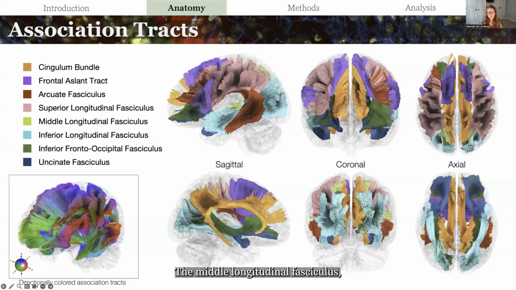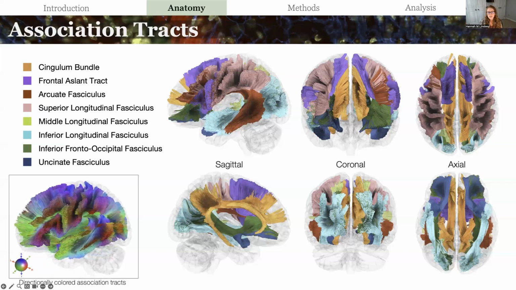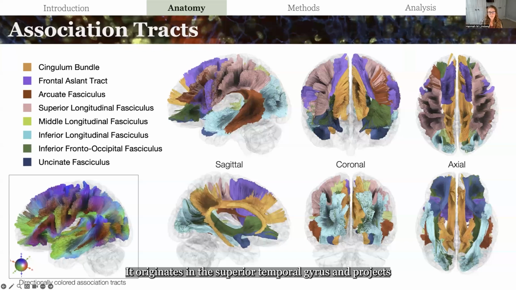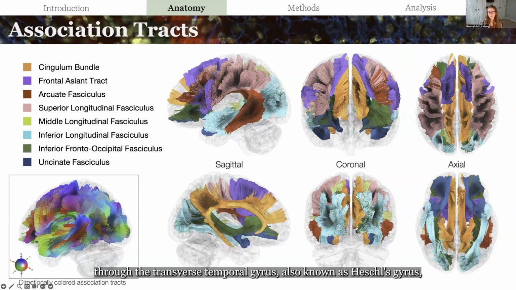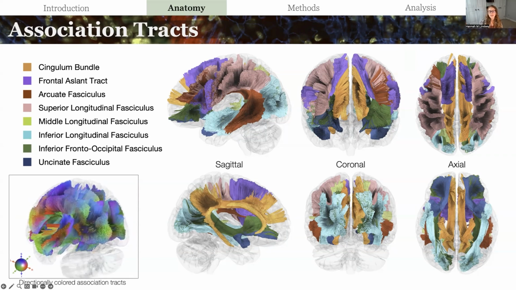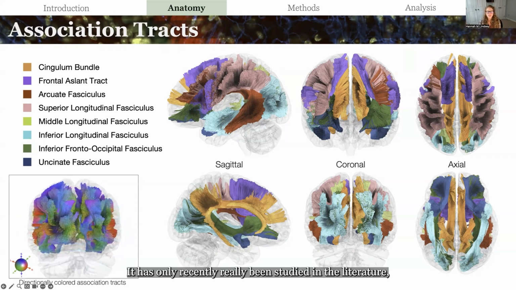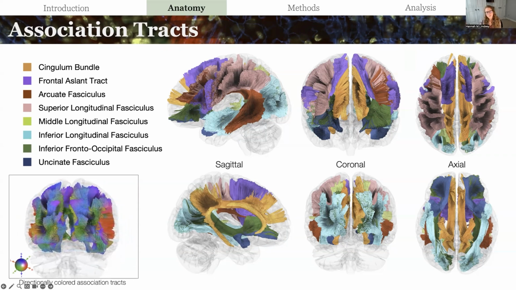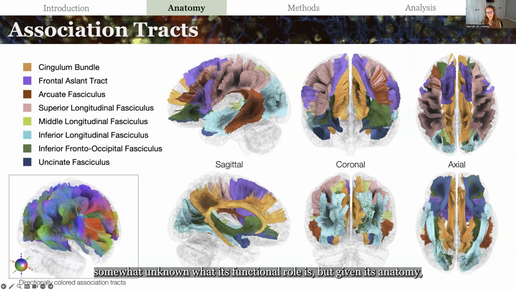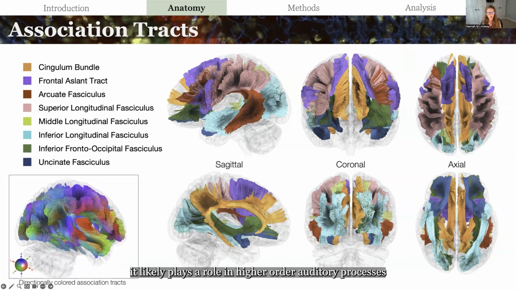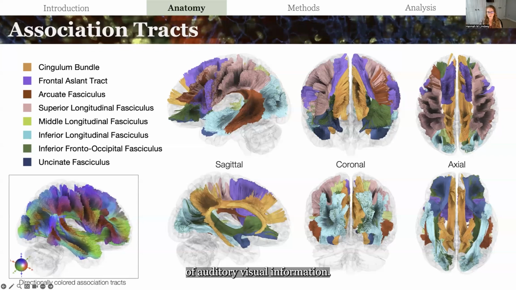The middle longitudinal fasciculus, which is kind of hard to see in these images, but it's right back here in a light green, originates in the superior temporal gyrus and projects to the superior parietal lobe and parietal occipital region through the transverse temporal gyrus, also known as Heschl's gyrus, and to the posterior occipital lobe through the angular gyrus. It has only recently been studied in the literature, and it's therefore somewhat unknown what its functional role is, but given its anatomy, it likely plays a role in higher order auditory processes like the localization of sound in space or the integration of auditory and visual information.